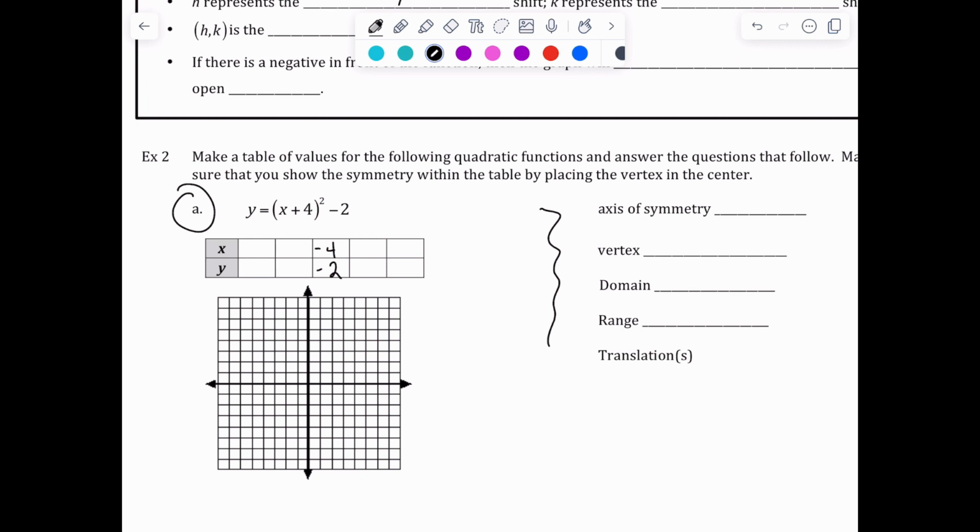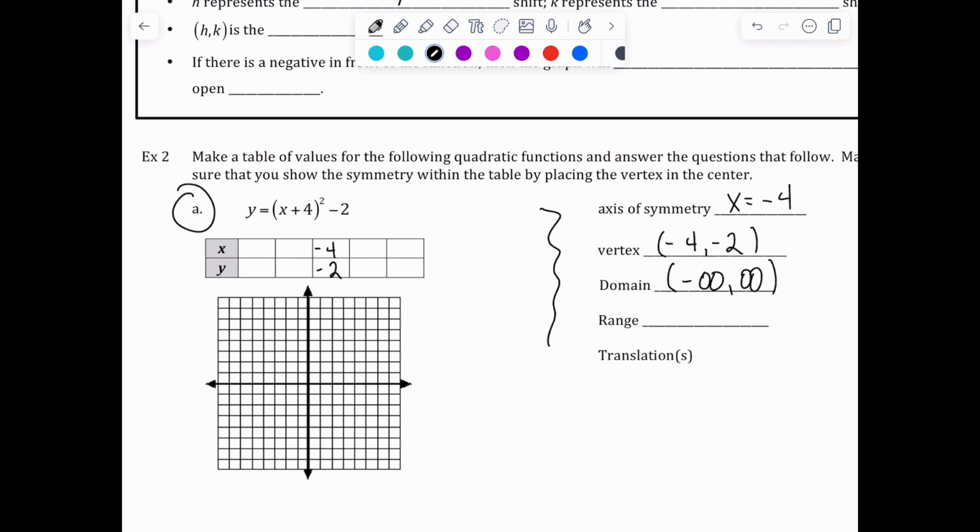So vertex, I already just found out what that is. That is -4, -2. I'm going to fill in these points later. I'm not going to do all the points right now. I'm just going to go piece by piece. The domain we can go ahead and do. It's a list of possible x values. Here it's just -infinity to infinity. Again, the axis of symmetry is just the x value of the vertex. Why don't we fill that in now? Now it comes to the table. This is something new.